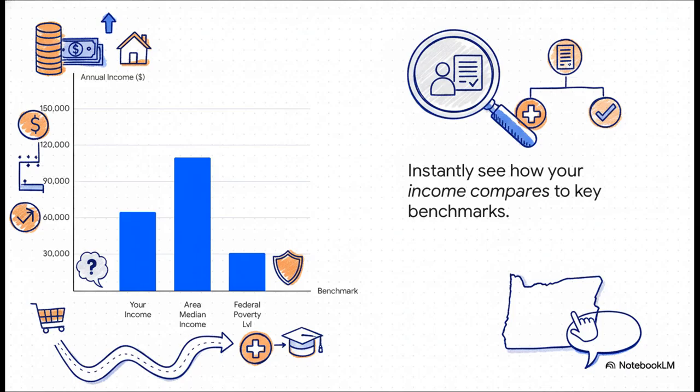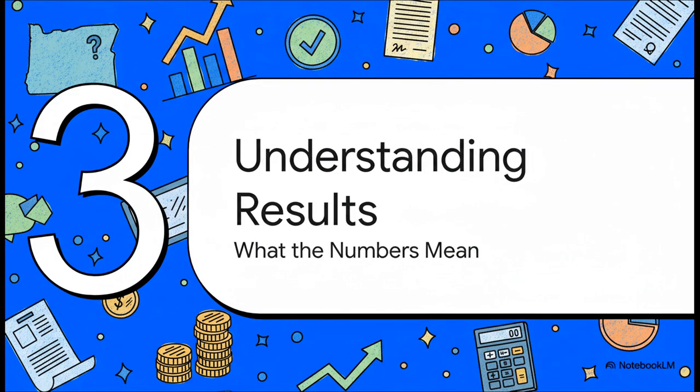This is where you can really see how powerful this is. It doesn't just give you a simple yes or no. It actually shows you exactly where that $65,000 income falls compared to 2 really key benchmarks, the area median income and the federal poverty level. Okay, so you get this chart, but what do these terms AMI and FPL actually mean for you and whether you might be eligible for something?